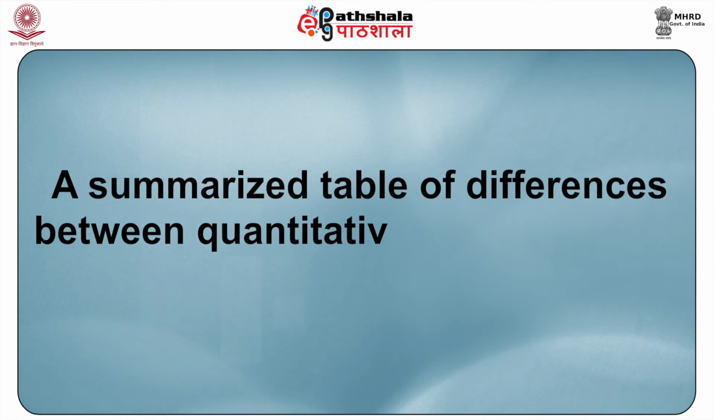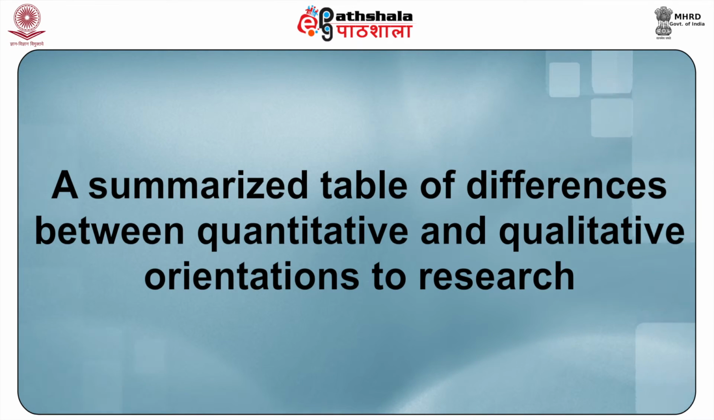Now, the conventional rigid dichotomy of quantitative and qualitative methodologies is inadequate to differentiate different types of research. The dichotomy implies that research inevitably falls into one or other of these apparently neat boxes. This is not necessarily the case. Between these extremes of quantification and qualitative data gathering are many intermediary possibilities. A summarized table of differences between quantitative and qualitative orientations to research.